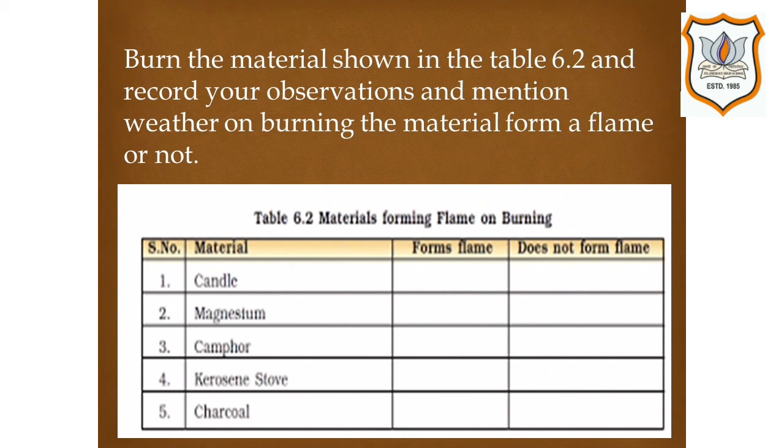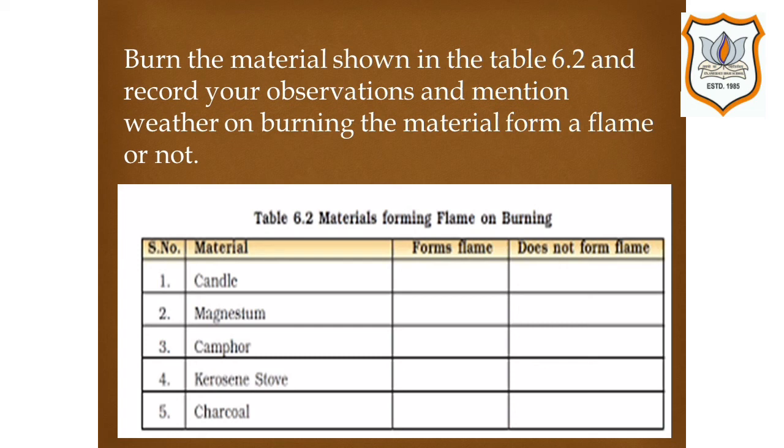Now children, burn the materials shown in table 6.2 and record your observations and mention whether on burning the material forms a flame or not. Table 6.2 is given in your textbook page number 70. So in this table some materials are given. You have to burn those materials and tell whether they form a flame or not.